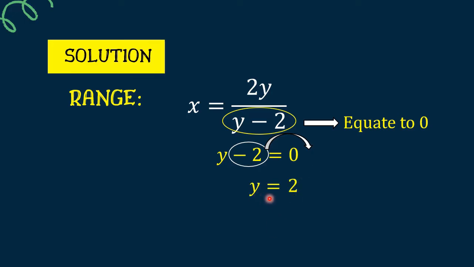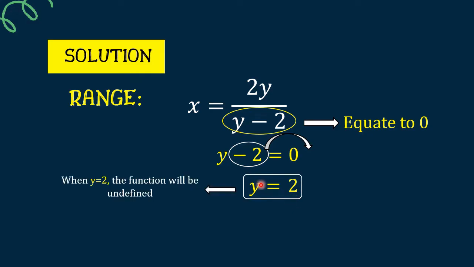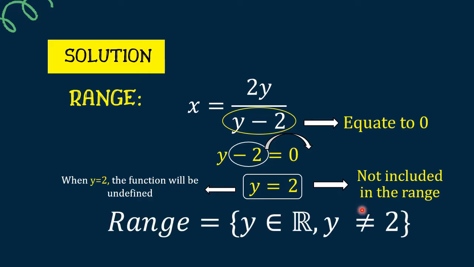So therefore, your y is equal to positive 2. Therefore, we can say that when y is equal to positive 2, meaning if we substitute the value of 2 here, 2 minus 2 is equal to 0, and if the denominator is 0, the function will be undefined. And that positive 2 is not included in the range. Take note, if that value will make the function undefined, it is not included in the range.